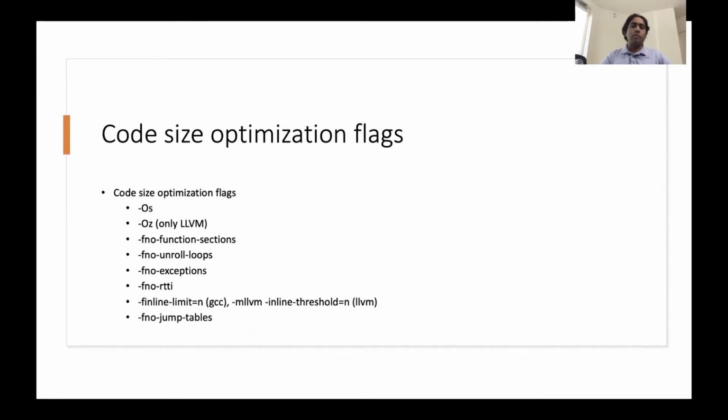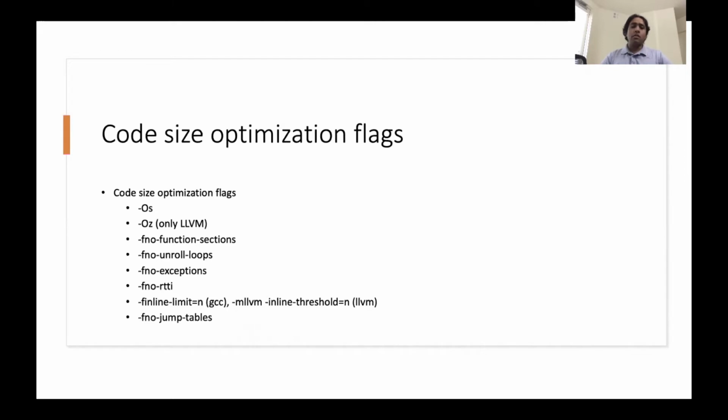In LLVM, we have an additional optimization flag, which is -Oz. -Oz optimizes for code size, even in cases where it may compromise performance. But in some cases, we need that. So LLVM provides that flag as well.